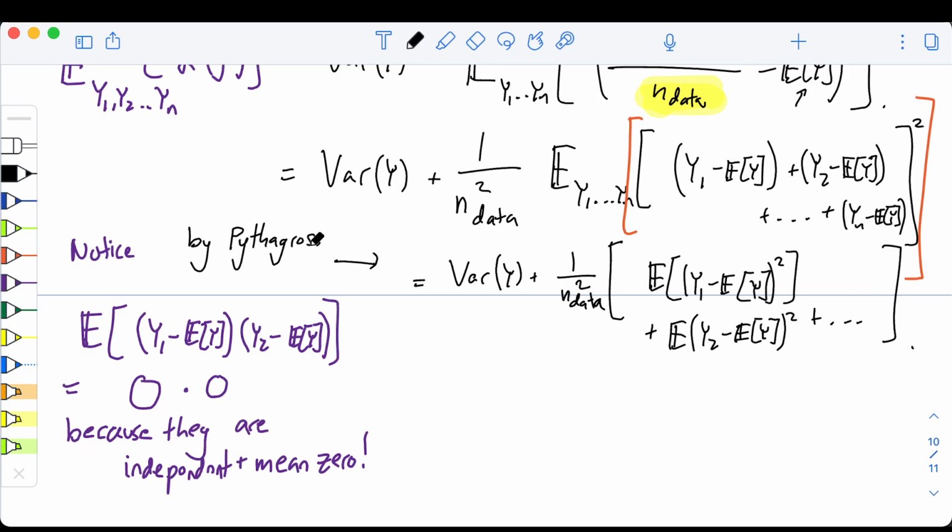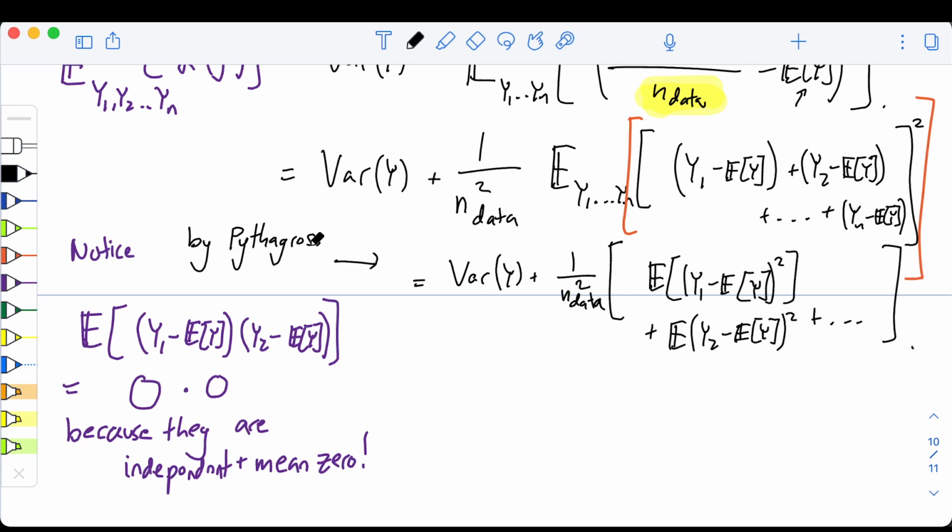Okay, and last but not least, I'm adding up this number plus that number, but every individual number is actually exactly the same. That's because the dice roll y1 and the dice roll y2 are the same dice roll. They have the same distribution. And this magical incantation, y minus its mean all squared, on average, is equal to the variance of y.